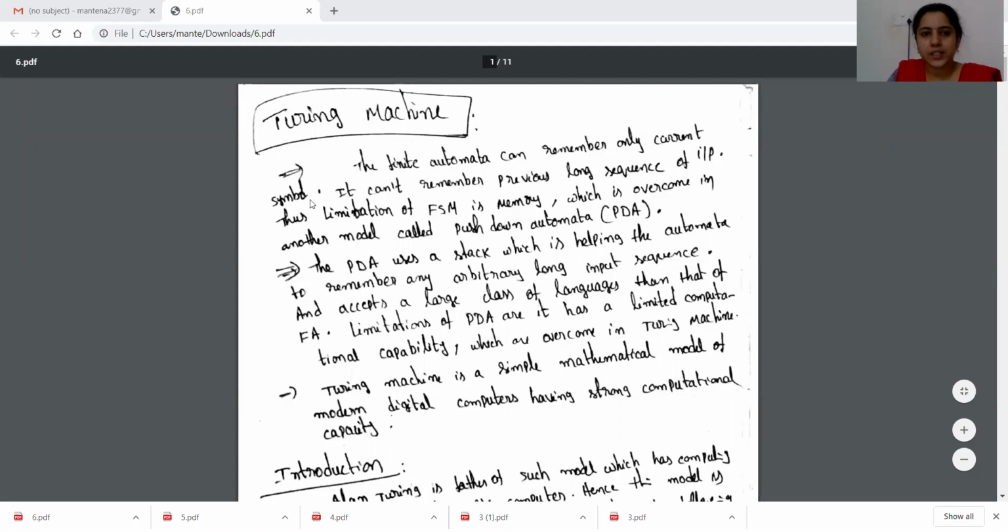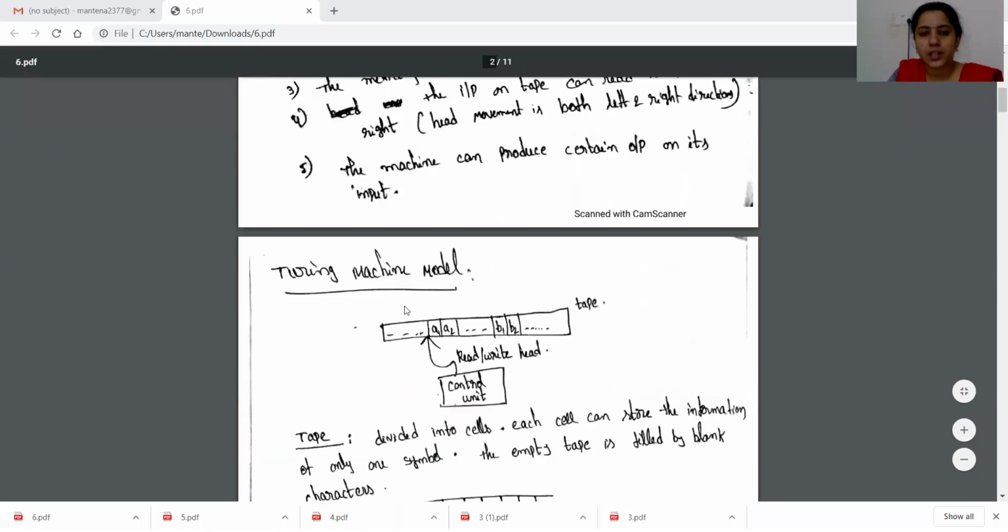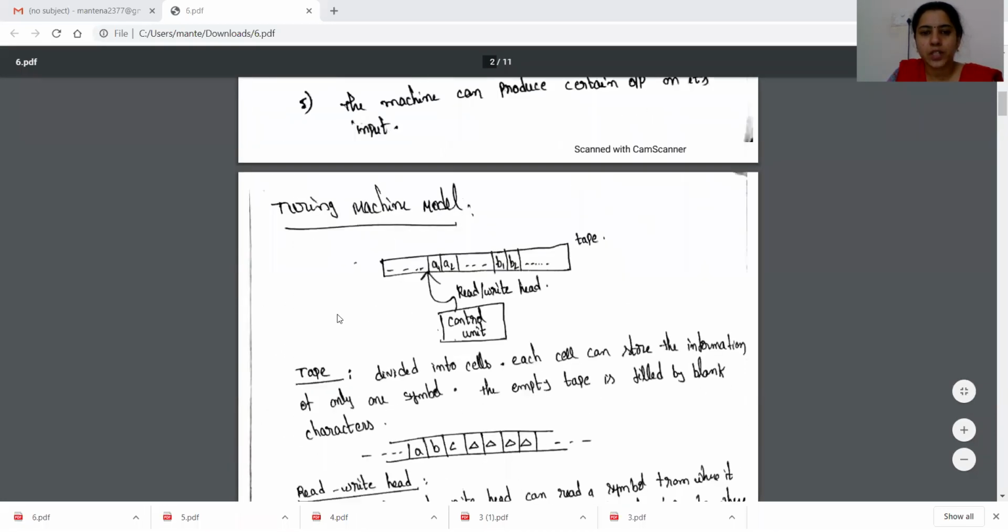Today the topic is Turing machine. We'll see what is the model of Turing machine and how to construct the Turing machine for different types of languages. First, we know that Turing machine is the machine which is used to check the acceptance of type 0 languages. So here, this is the model of Turing machine.